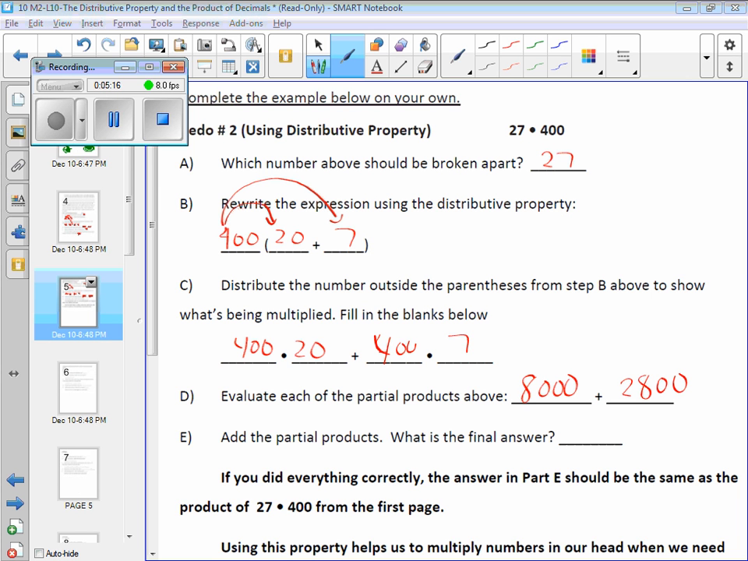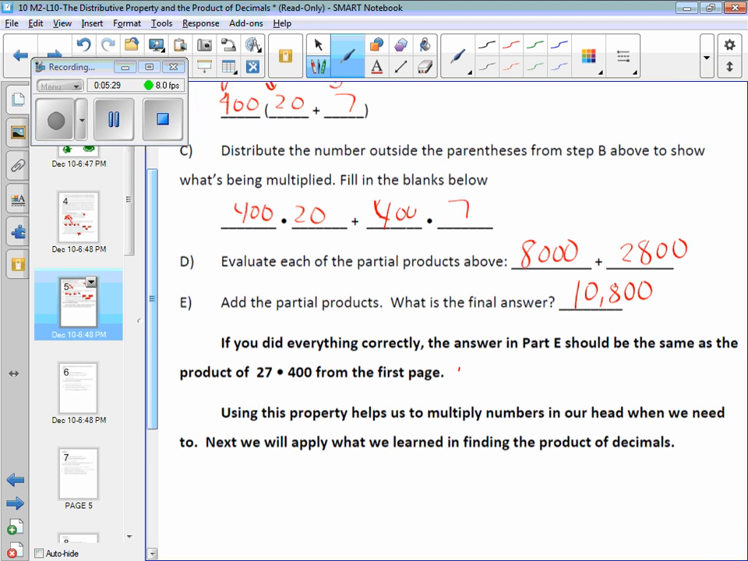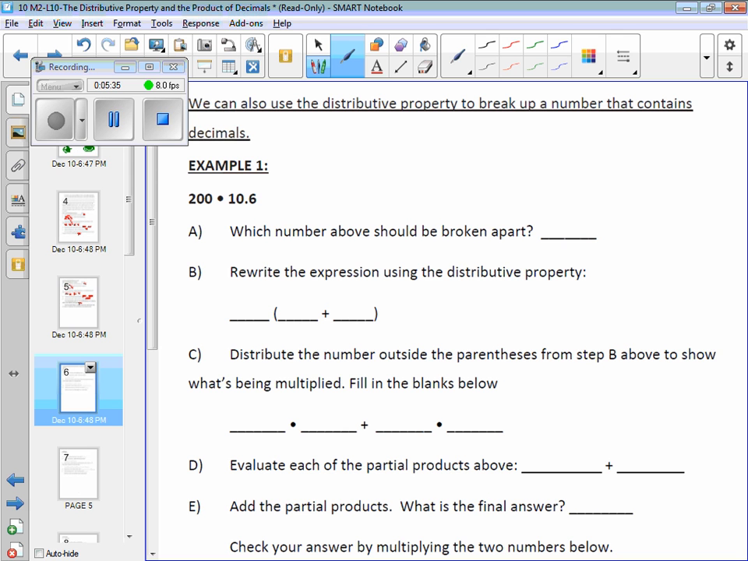Should match up with what you got on page 1. Add. Yes. Does it match up? Okay. Are we good so far? Now we're going to see how this applies to decimals, which is really what the core of the second part of Module 2 is. Okay, so now we have 200 times 10.6. What number gets broken up? Raise your hand. Jay. Right.